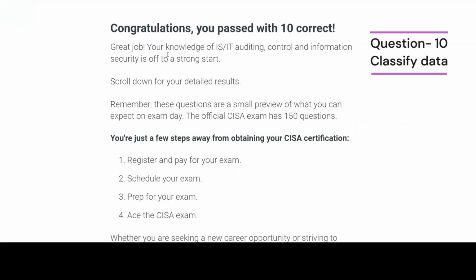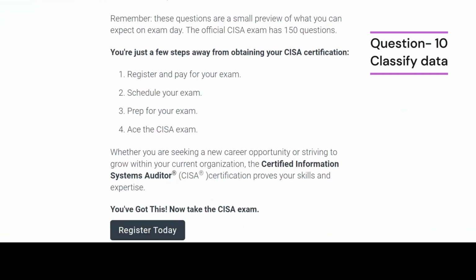Okay, I have scored 10 out of 10. You passed with 10 correct. Great job. Your knowledge in IS auditing, control, and information is off to a strong start. You can see the answers as well.